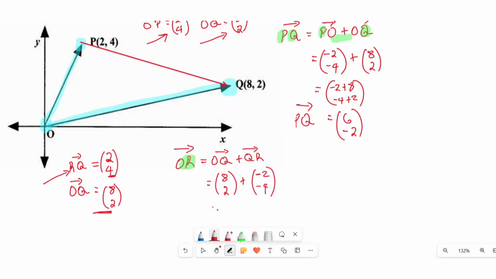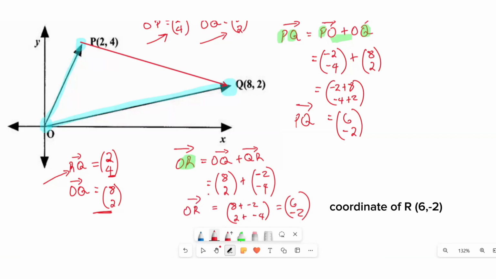So with that said, all we're going to do is to add our vectors. Basically, 8 plus negative 2, and then 2 plus negative 4. Let's just finalize. 6, negative 2. So we have just written OR, and OR is 6, negative 2. Remember that we were asked to find the coordinate of R, and this is 6, negative 2. All right, good.